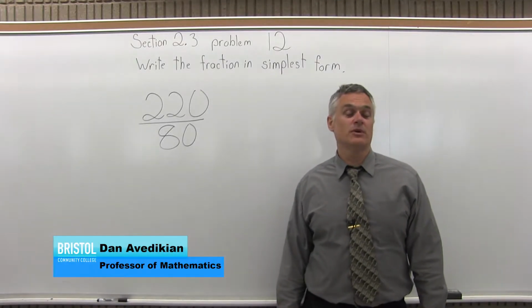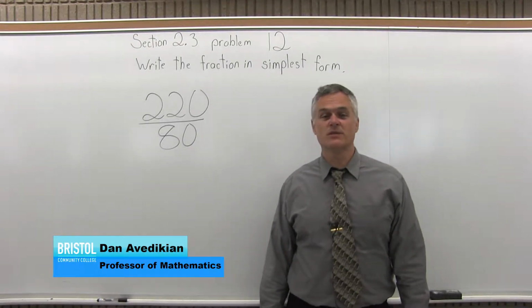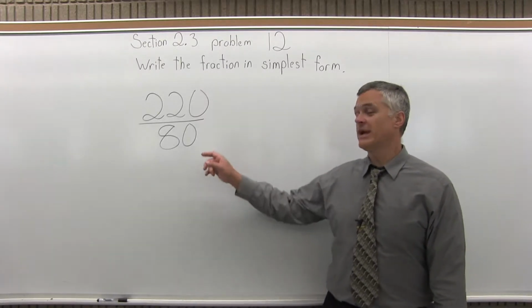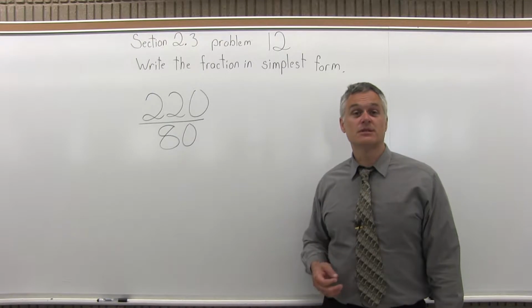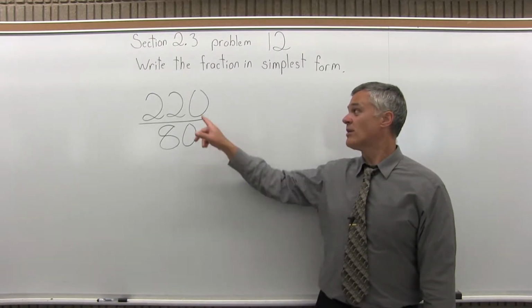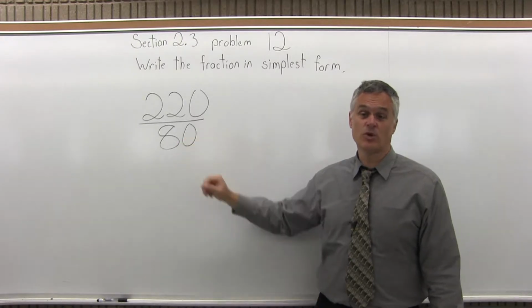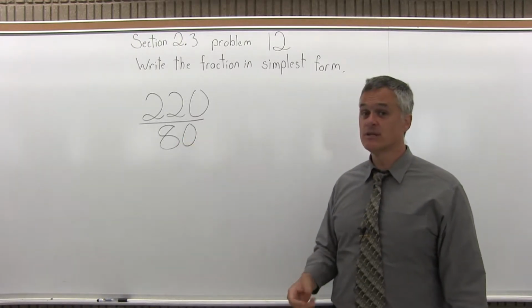This is Section 2.3, Problem 12. It says write the fraction in simplest form, and we have 220 over 80. Now you'll notice this is an improper fraction. They call it an improper fraction because the numerator is larger than the denominator. It means you have more than one whole item, but that's okay, we can still reduce it.